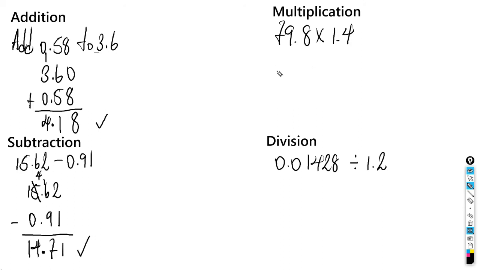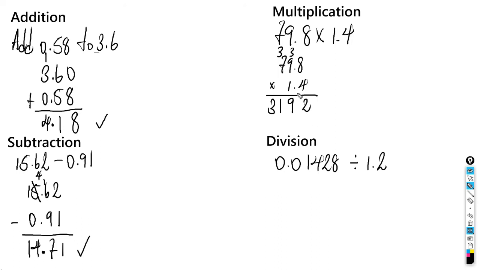And the next one here, it says 79.8 multiplied by 1.4, right? So we're going to multiply these, 79.8 multiplied by 1.4. And of course, we multiply the 4 through everything here first. And 4 times 8 gives us 32. 4 times 9 gives us 36 plus 3, which is 39. 4 times 7 gives us 28 plus 3, which is 31.